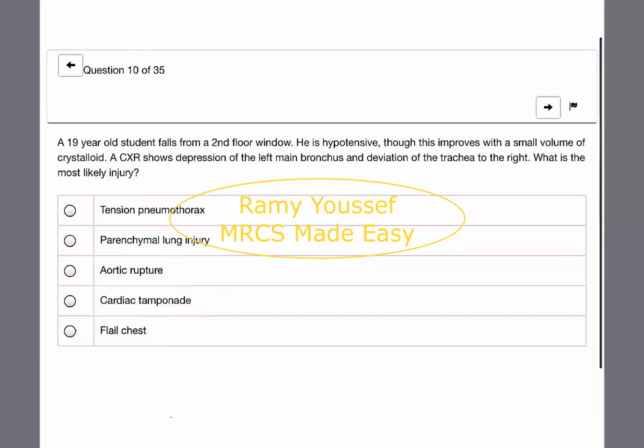I have confusion between tension pneumothorax and aortic rupture, but I want to go with aortic rupture.